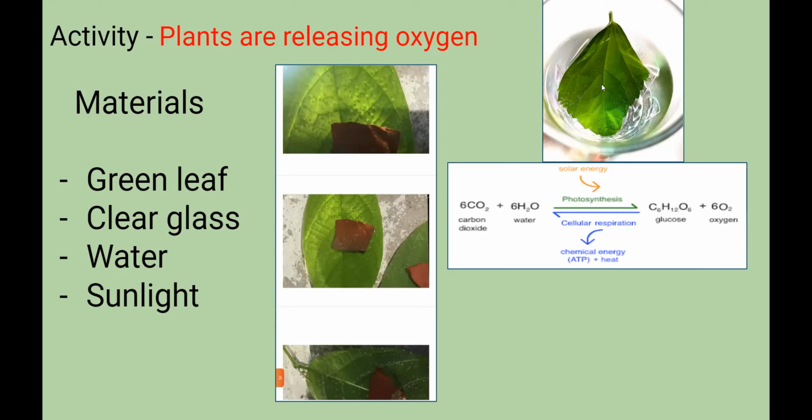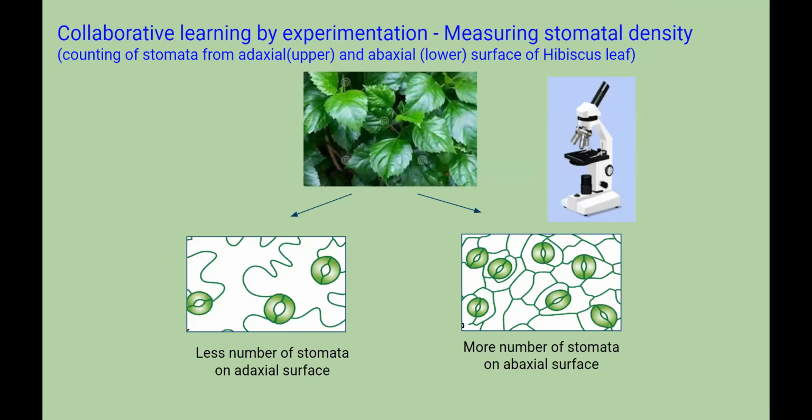These bubbles are nothing but the oxygen released at the time of photosynthesis. Photosynthesis must be taking place in this leaf with the help of chlorophyll pigment and light, carbon dioxide and water. So oxygen is released, and that oxygen is appearing on the surface of the leaf in the form of bubbles. We will move to the next slide.